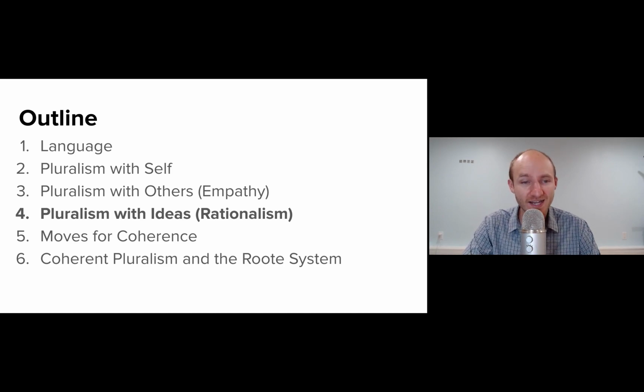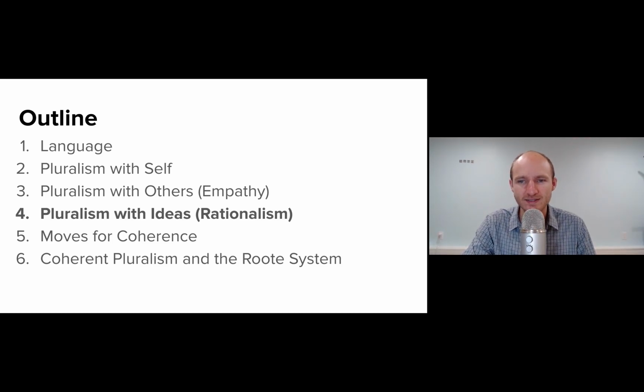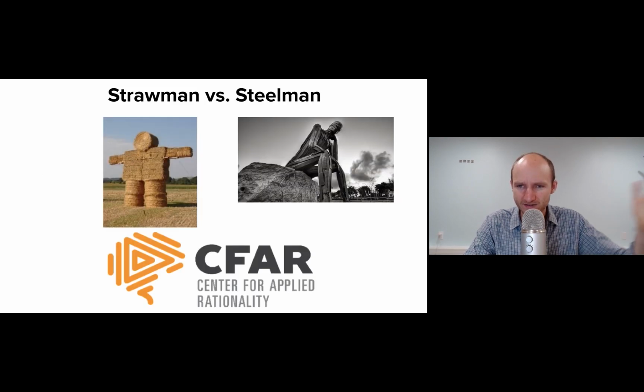Okay, let us now chat about pluralism with ideas. So not with people, but trying to understand other ideas, and specifically talking about rationalism. We chatted about this a bit in our last episode around straw manning versus steel manning. The straw man is where you hear someone's argument and you say, oh, you're trying to say that saving babies is bad, or whatever, versus steel manning where you say, oh, you're just saying this, which is super reasonable. Is that right? And that is very connected to this whole group at CFAR, the Center for Applied Rationality.